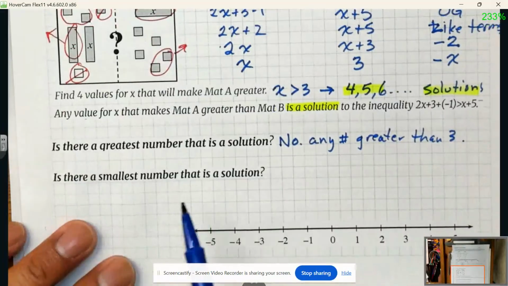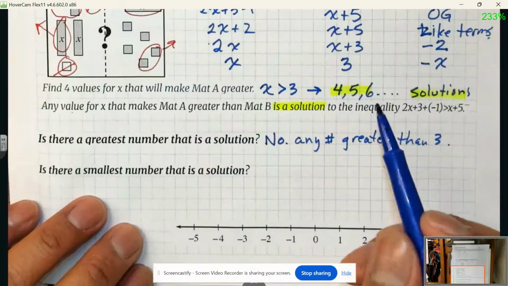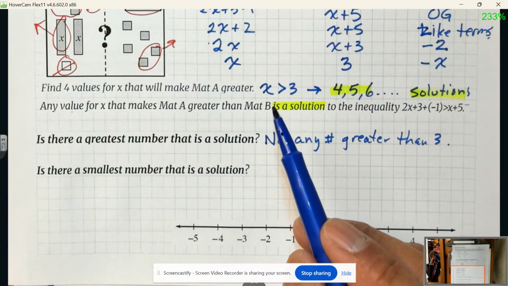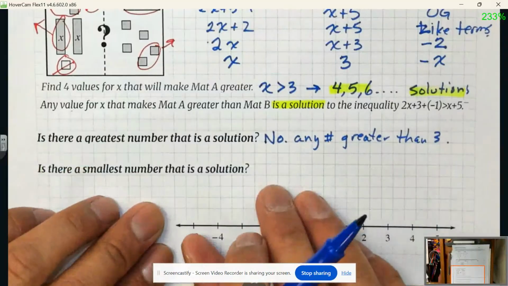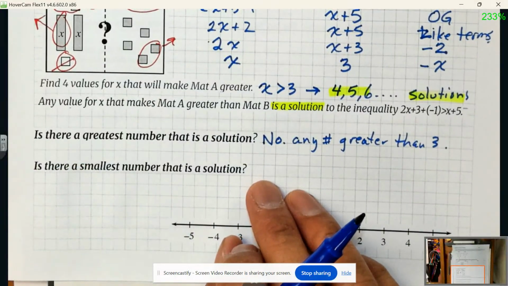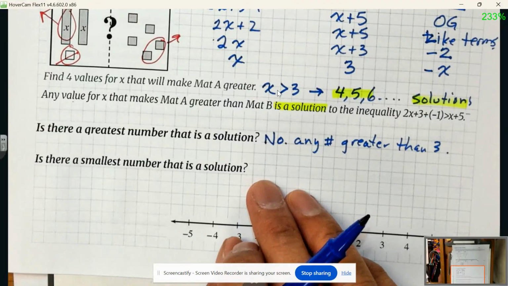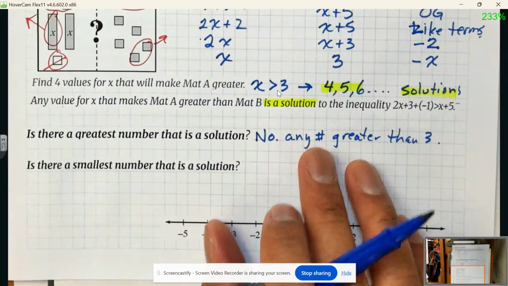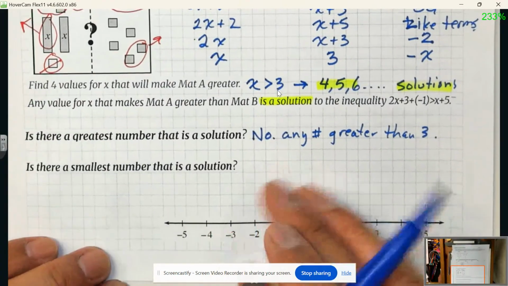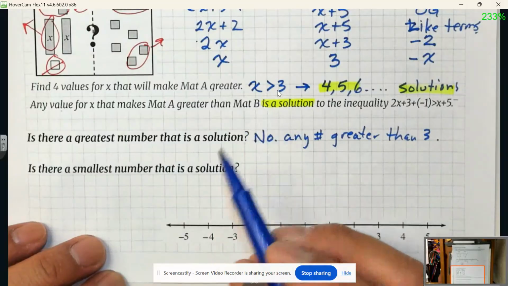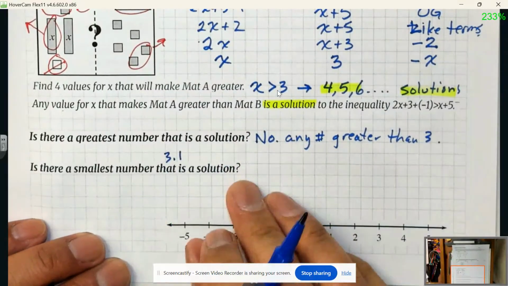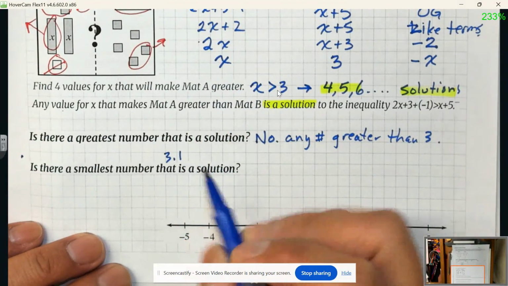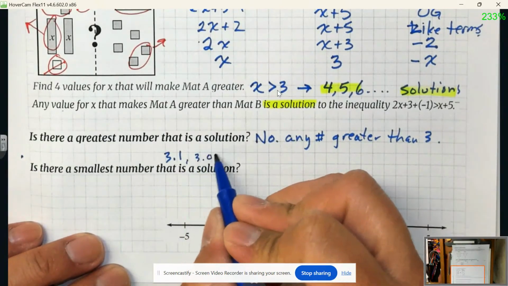And our next question is, is there a smallest number that's a solution? So that means, is there a smallest number where you say, okay, this number is greater than 3, but you can't go any smaller than that little number which is greater than 3? Okay, and you might think, well, 4 would be the lowest whole number, right? But when you think about it, you have numbers such as 3.1. Okay, 3.1 is greater than 3. Can you go smaller than 3.1? Yeah, you can go 3.01.